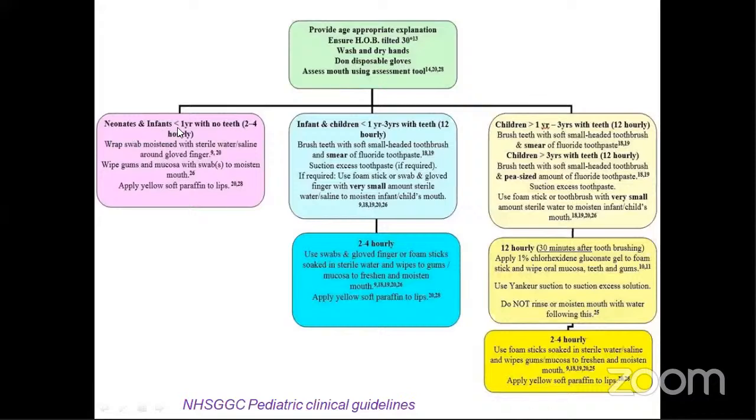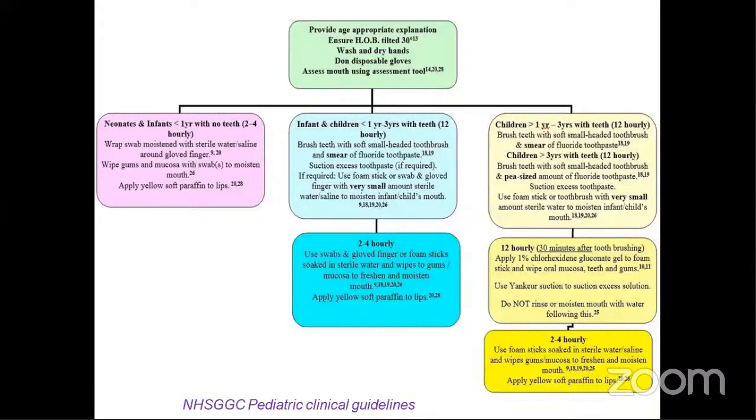In neonates and infants less than 1 year with no teeth, the main aim is to keep the oral mucosa moistened. How do you do this? Wrap a swab moistened with sterile water or saline around your gloved finger. Wipe the gums and the mucosa with the swab to moisten the mouth and then apply yellow soft paraffin to the lips. This has to be done every 2 to 4 hourly.